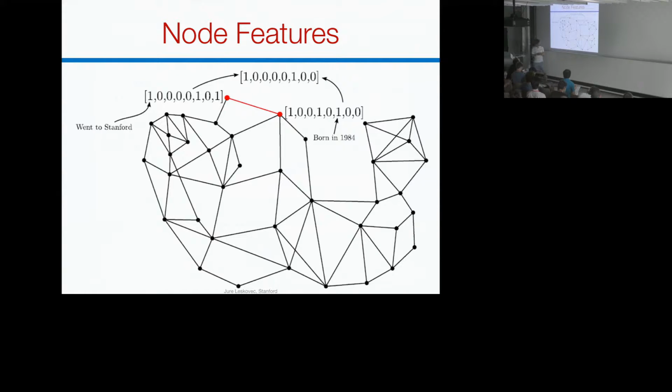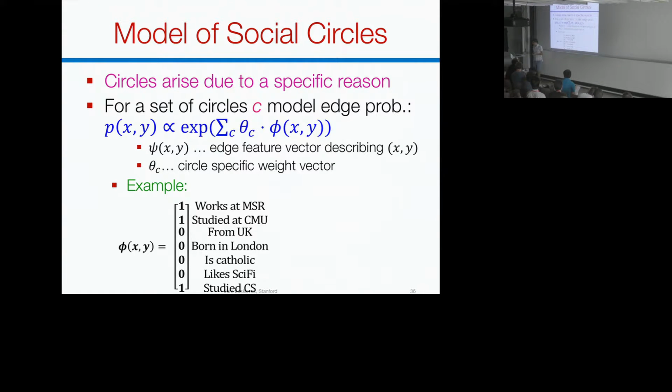Okay? So now what I can try to do is to take this type of information and bring it into this idea of group detection or social circle detection. And the idea of how you can use this information is the following. The idea is that every one of these groups is created because these people have something in common. So these circles will arise for a specific reason, because there is a specific feature or a specific set of features in common between those people.